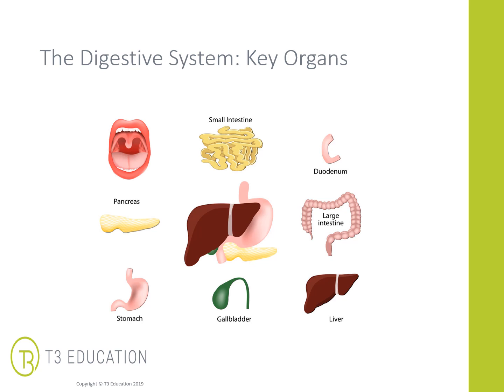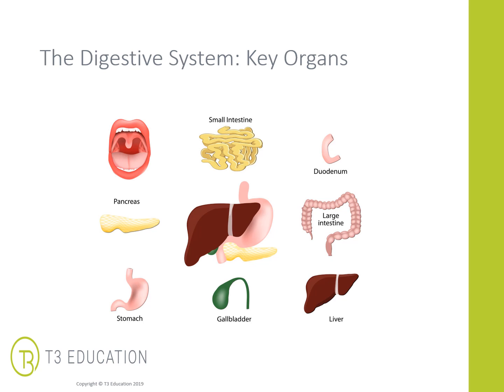The gallbladder is smaller, it's pear-shaped, and it lies in contact with the underside of the liver, and it stores and concentrates the bile that's produced before it is secreted and used for chemical digestion.